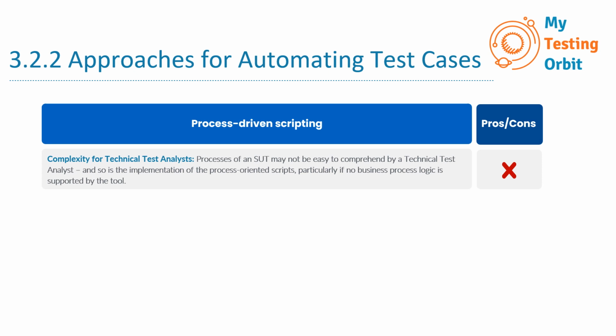Let's have a look at a few cons now. The first one is complexity for the technical test analyst. Processes of an SUT may not be easy to comprehend by a technical test analyst, and so is the implementation of the process-oriented scripts, particularly if no business process logic is supported by the tool.